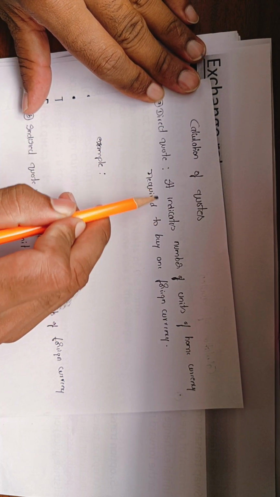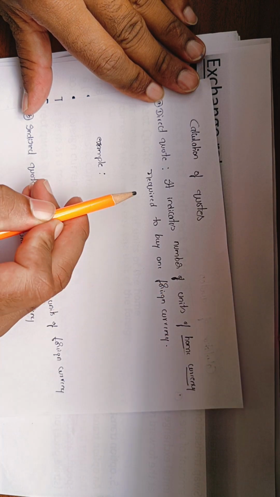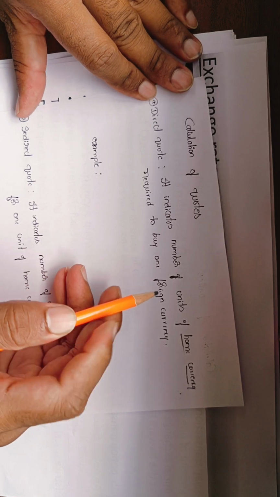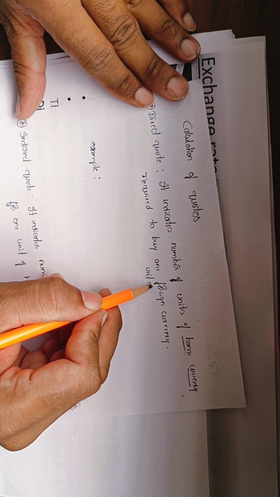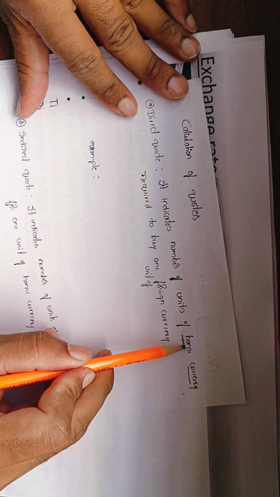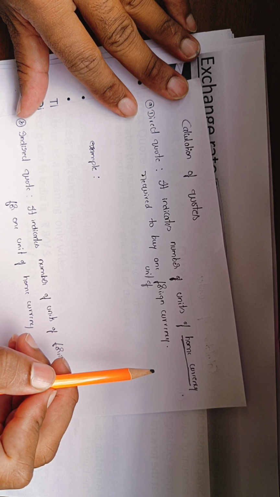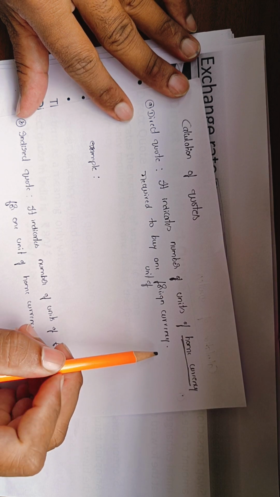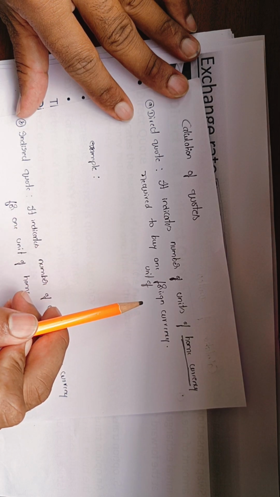What is the meaning of direct quote? The direct quote is nothing but it indicates the number of units of home currency required to buy one unit of foreign currency. The word is missing, be very careful. So what is direct quote? It indicates the number of units of home currency required to buy 1 unit of foreign currency. Read carefully: number of units of home currency for 1 unit of foreign currency.